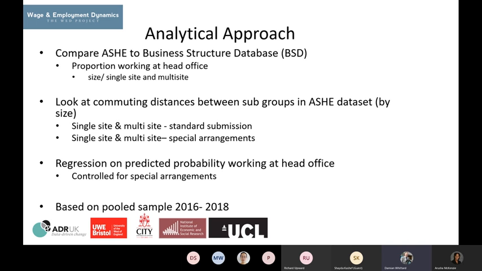Second, we looked at the difference between different groups in ASHE. We generally looked at four main groups: single-site and multi-site employers, and those using standard paper submissions and those using electronic submissions. So four groups in total: those with standard submissions and special arrangements, both single-site and multi-site. And third, we ran some basic regressions on the probability of working at a head office. In particular, we're interested in the effect of special arrangements and how that affected likelihoods. It's worth saying that this work is still ongoing, so any suggestions you have for taking it forward, we're very happy to hear those today.